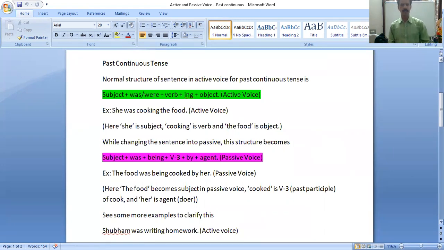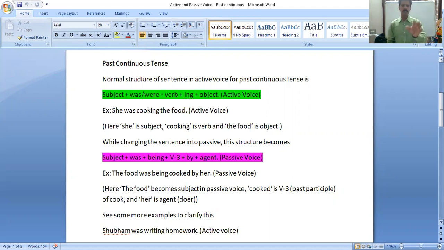That is, she was cooking the food. Active voice: she is the subject, cooking is the verb, and the food is the object. While changing this sentence into passive, what structure do we have to use? This is the structure: subject plus was being plus V3 plus by plus agent. That is the passive voice. The passive construction goes in this way.